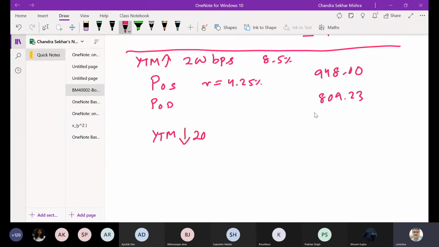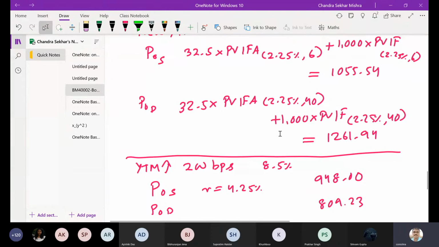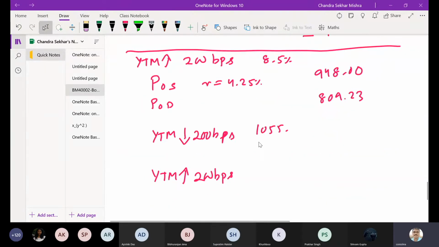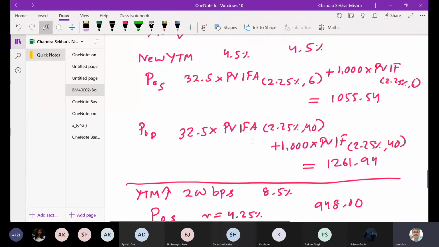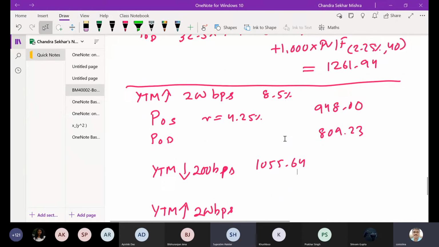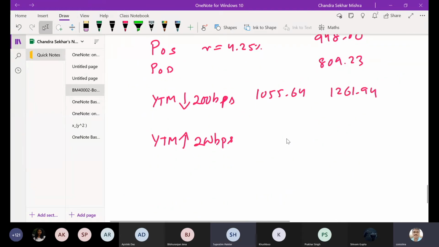So if I do a summary here, when the YTM falls by 200 basis points, or YTM increases by 200 basis points, the price is 1055.54 versus 1261.94, and this one 948 versus 809.23.